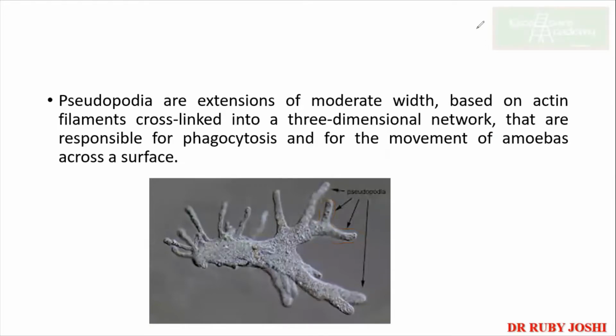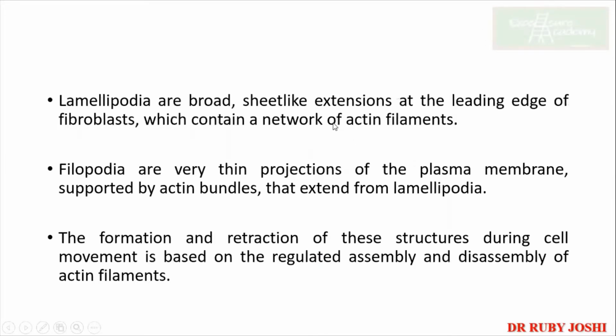Now, lamellipodia. They are broad, sheet-like extensions at the leading edge of the fibroblast, which contain a network of actin filaments. You have seen this in the previous lecture where I was talking about the fibroblast. There were narrow sheet-like projections which were helping the fibroblast to move. Those are your lamellipodia. Then coming to the filopodia, they are very thin projections of the plasma membrane supported by actin bundles and they extend from the lamellipodia.